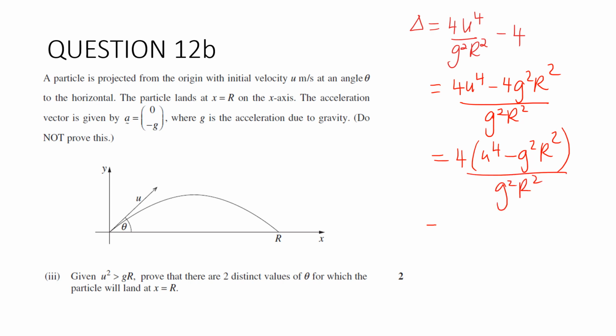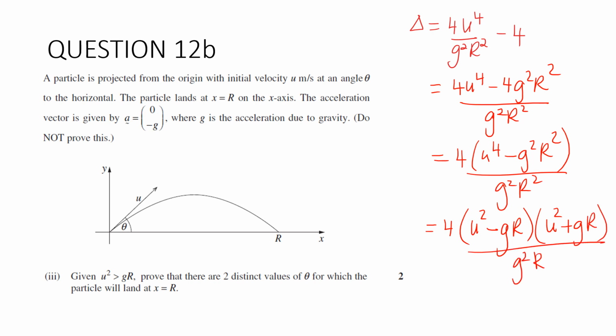And that's the difference of two squares there. Does that help me? u squared minus gr, and u squared minus g squared r squared. It does. Because, let me get a different colour. This is positive, and this is positive. This is the only thing that's in doubt. And we're told that u squared minus gr is greater than 0. So therefore this is greater than 0. There are two distinct values for theta.